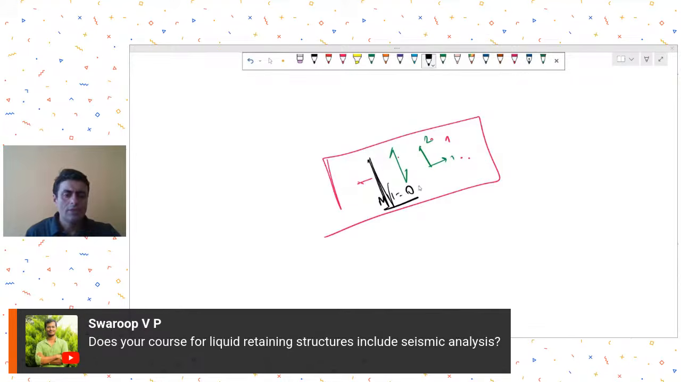Mr. Swaroop PP is asking, does your course for liquid retaining structures include seismic analysis? Yes, it does. We have done detailed calculations as per IS 13920 part 2 for liquid retaining structures, and we have done the detailed calculations for the hydrodynamic loads. Yes, the convective loads and, what was the other type? There is one convective, and I forgot there's one more type of load. For all those types of loads, we have done detailed calculations.